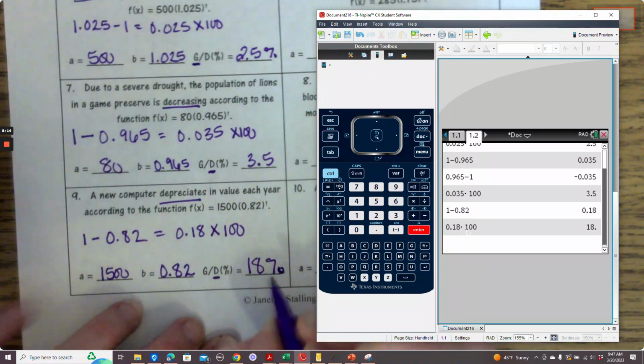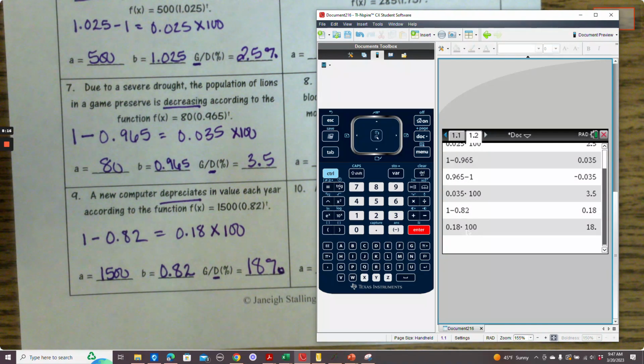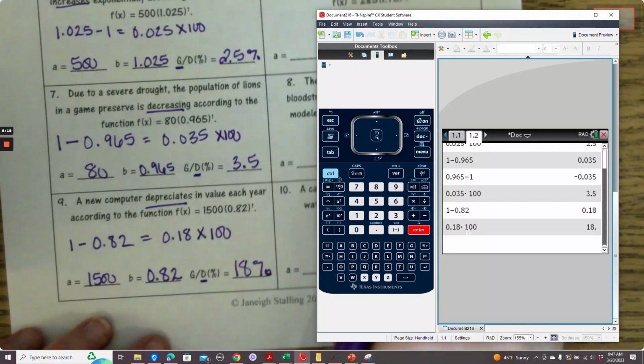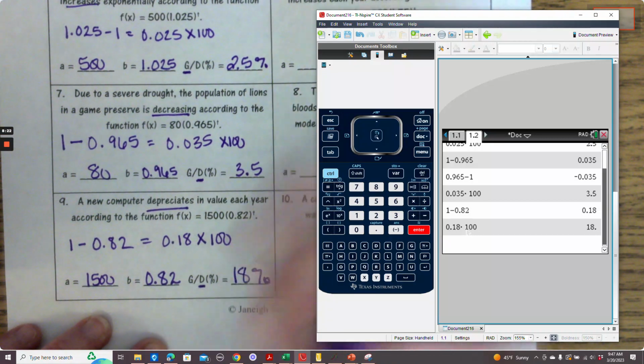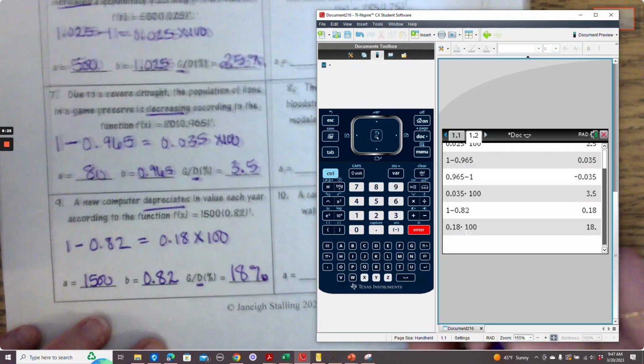So that's all that I'm asking of you today. Pick out the pieces. So 8 and 10, those are both decay. So the top 2 are growth, the bottom 2 are decay.